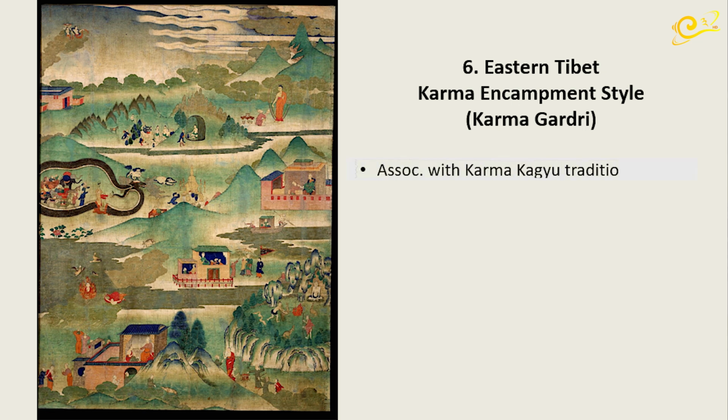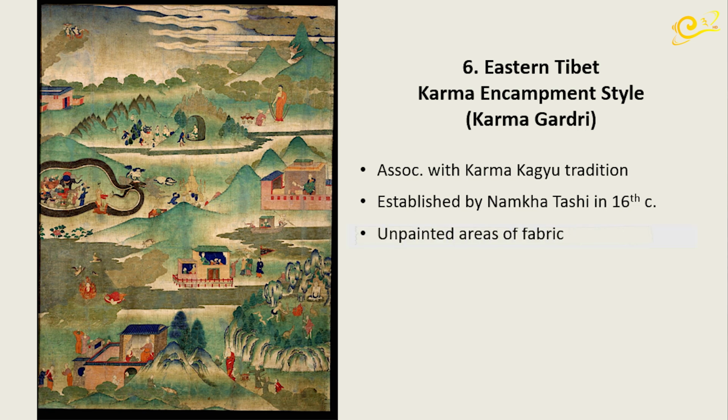It's associated with the Karma Kagyu tradition and the Karma Gardri, the Karma Gar encampment style. It was established by Namkha Tashi in the 16th century. And we can recognize it pretty quickly because most of the Karma Gardri styles or paintings will have open fabric, meaning fabric that is left unpainted. And it gives, like we see here, this sense of distance and sense of space in the composition that is a little bit different than the styles that we see in central Tibet, which are a little bit closer.